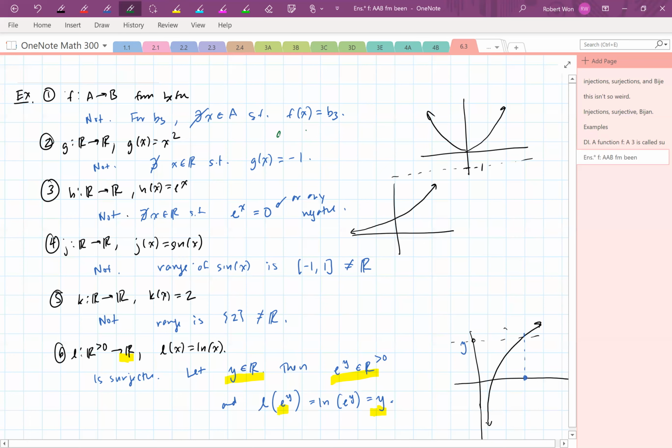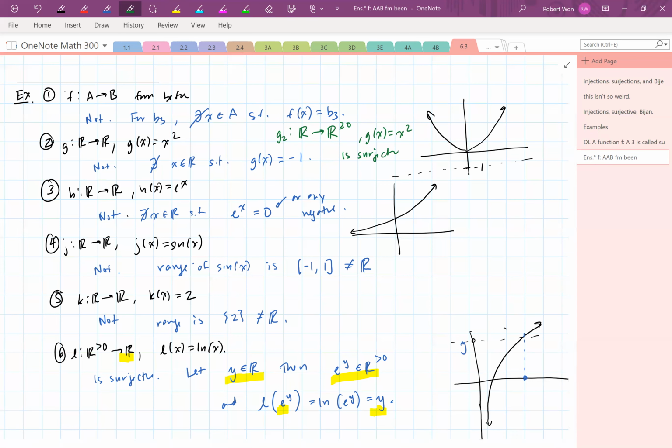Let's call it g2. If I change the codomain to all non-negative real numbers, and I kept the rule the same, this one is surjective. Because now the range is equal to the codomain. I changed the codomain to just equal the range. However, this is a different function because it's a different codomain.